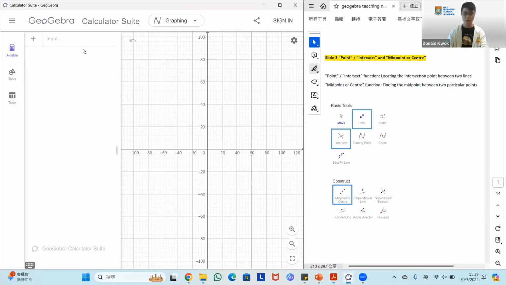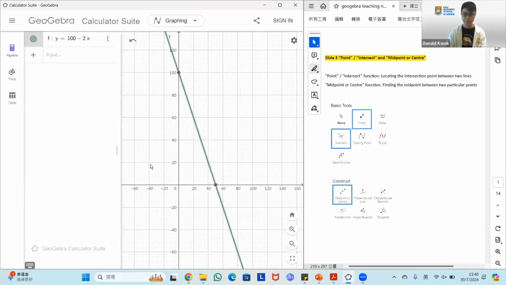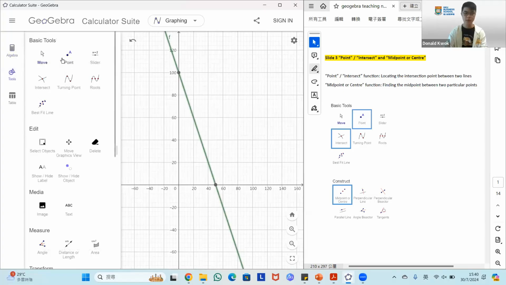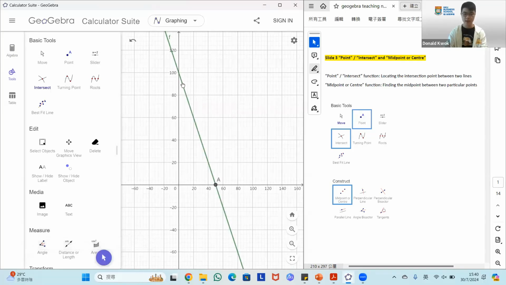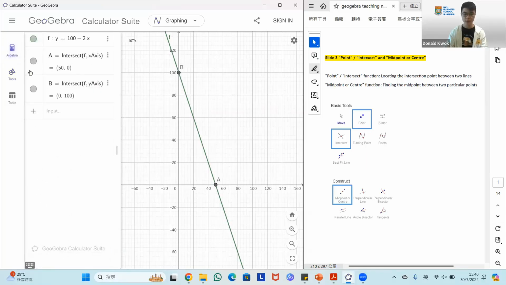For example, if we want to find the x and y intercept of the straight line y equals 100 minus 2x in GeoGebra, we can use the point or the intersect function. What you need to do is just to collect the intersection point between the straight line and the x-axis in order to find the x-intercept. Equivalently, we are going to collect the intersection point between the straight line and the y-axis to find the y-intercept of the straight line. This result is quickly shown in the algebra panel here.